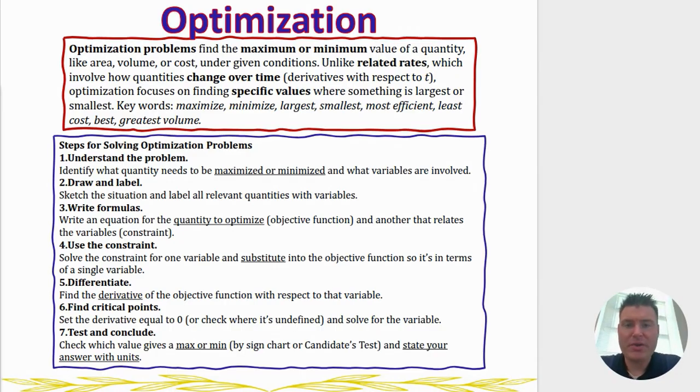You have to know the difference between an optimization problem and a related rates problem. Optimization means we're looking for the best of something. That best can be the highest, the lowest, the smallest, the greatest, lots of different ways to have the best, and you can kind of see everything in there.